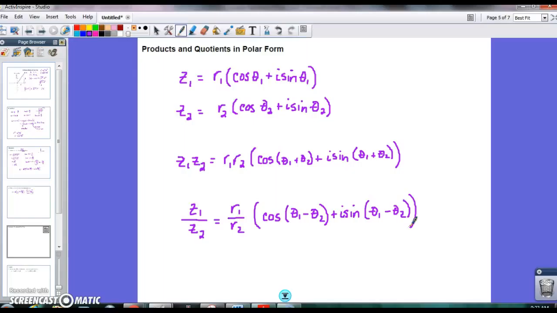But in the next video for the next class or tomorrow's class, we'll talk about powers of complex numbers in polar form.